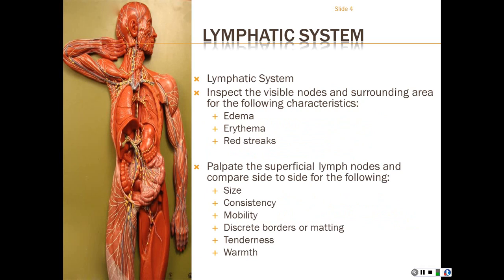So what you want to do is inspect the visual nodules and surrounding area for edema, erythema, or any kind of red streaks. Palpate any superficial nodes and look at these things: size, consistency, mobility, any kind of discrete borders or matting. And matting is when lymph nodes move in groups together, like they're matted together. And is there any tenderness or warmth whenever you palpate it? There normally should not be any tenderness when you palpate lymphatics.